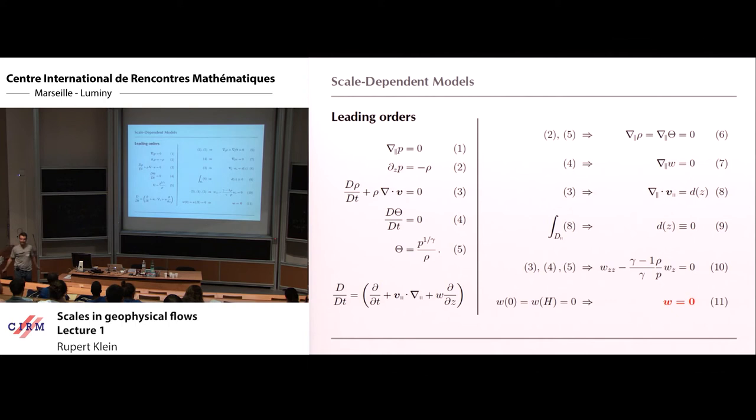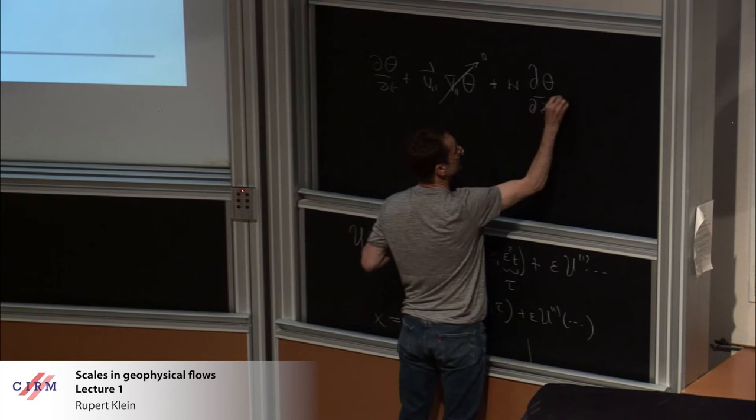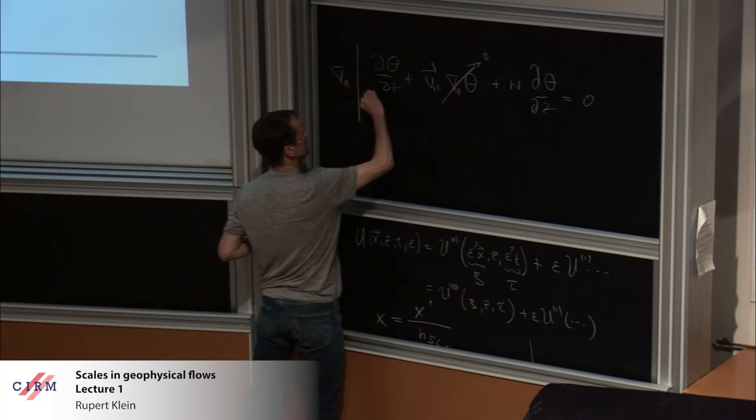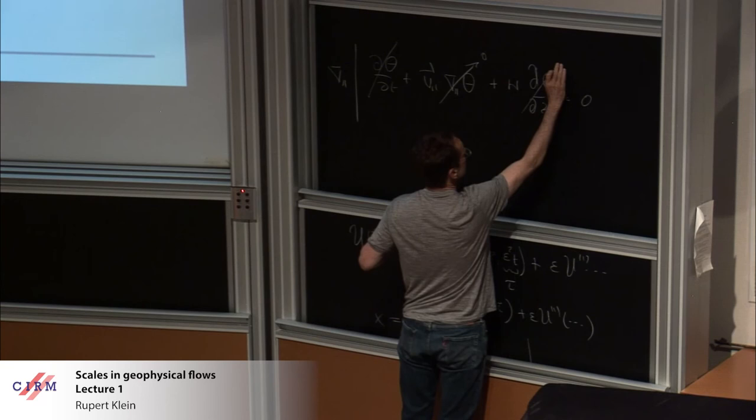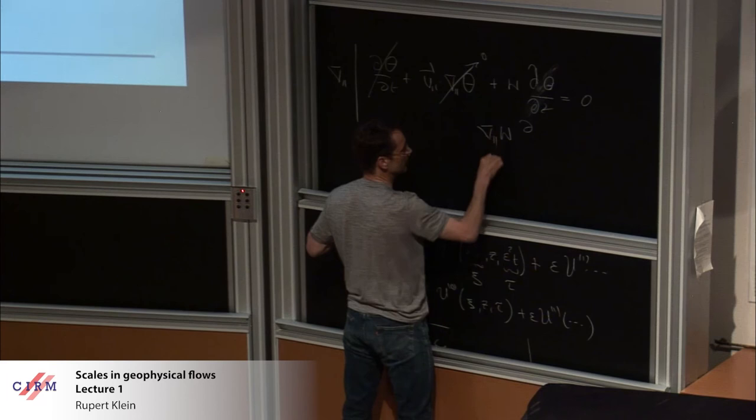Good. I go next into equation four, which is the d theta dt equation. It's d theta dt plus u_h horizontal dot gradient horizontal of theta, which is zero, plus w d theta dz is equal to zero. Aha, I apply the horizontal gradient, and this guy goes away, this guy goes away. No, it's not true. What remains is the horizontal gradient of w times d theta dz is equal to zero.